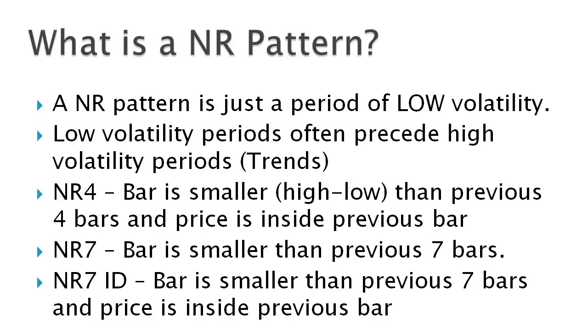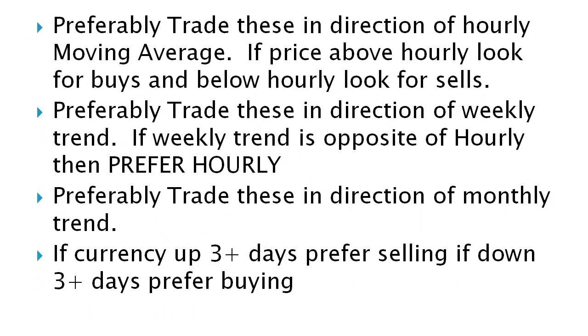NR7 is a bar that is smaller than the previous 7 bars. It tends to find more explosive trends than the NR4 bar. Then there's an NR7 inside bar, which is similar to the NR7, but price is inside the previous bar's range.